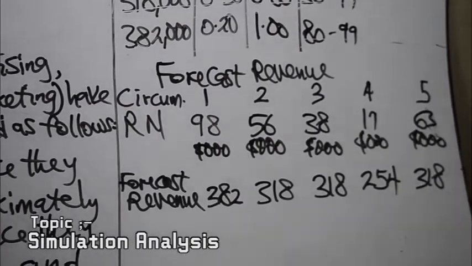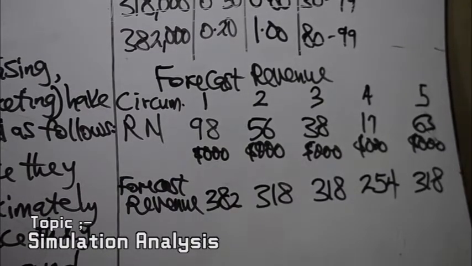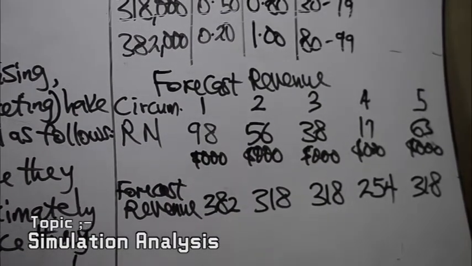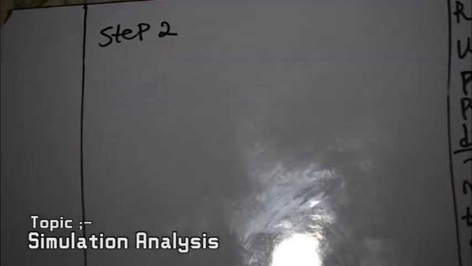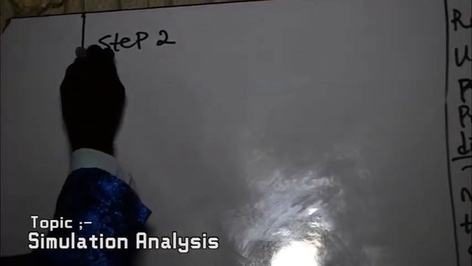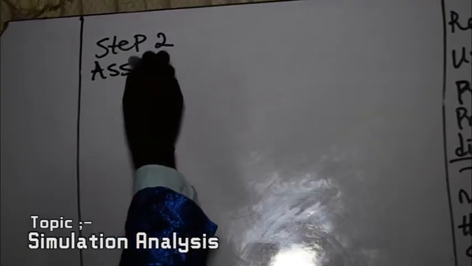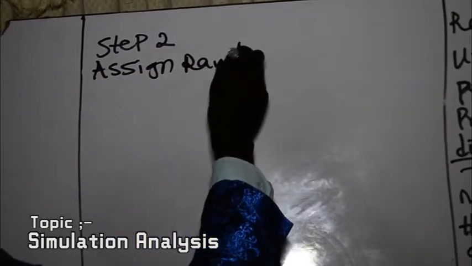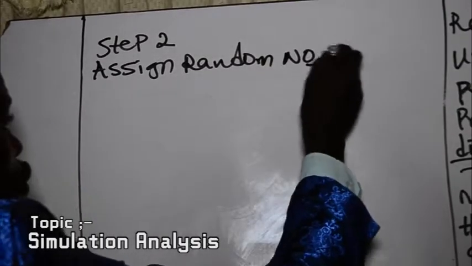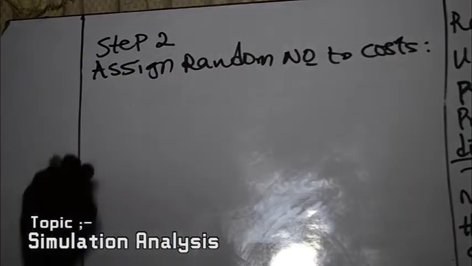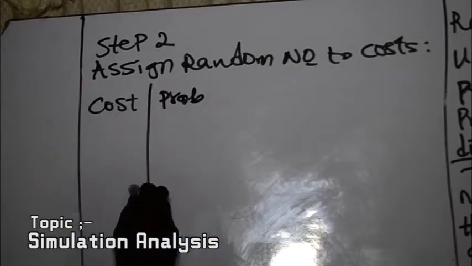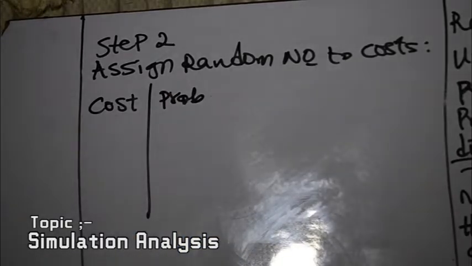The next thing is to assign random numbers to cost. Step 2. So we assign random numbers to our cost. We have our cost and the probability. Now let's read the cost details.